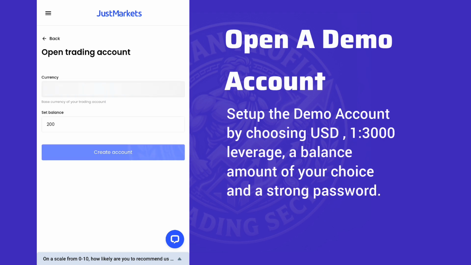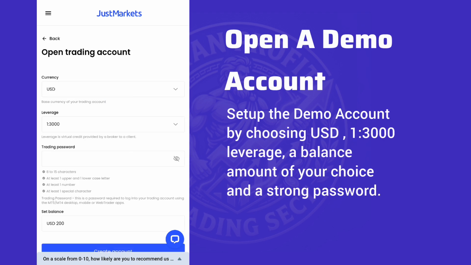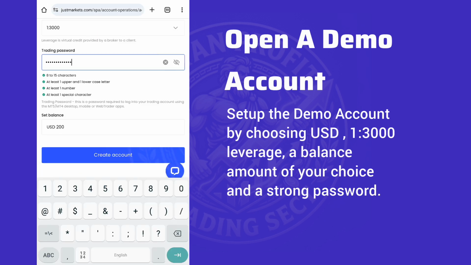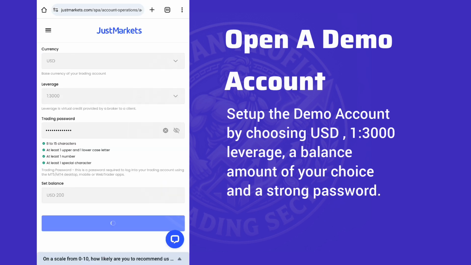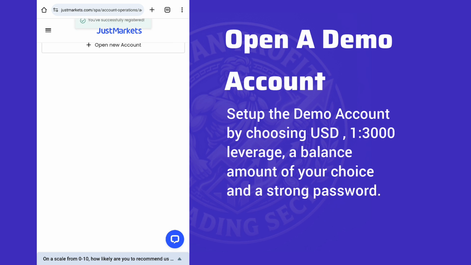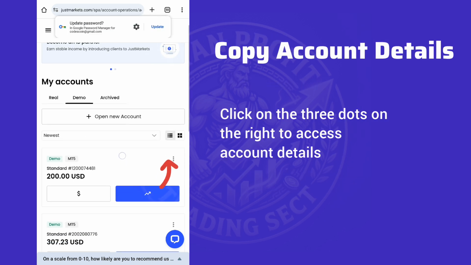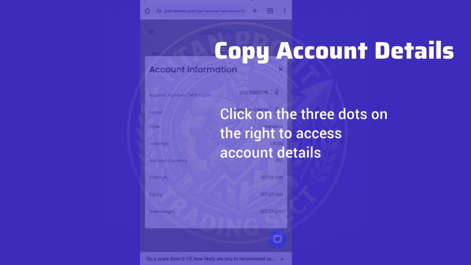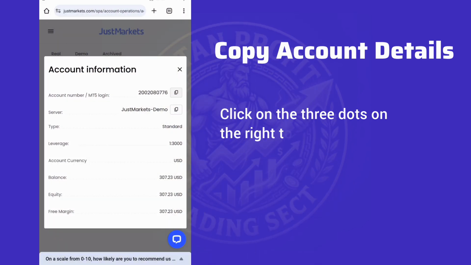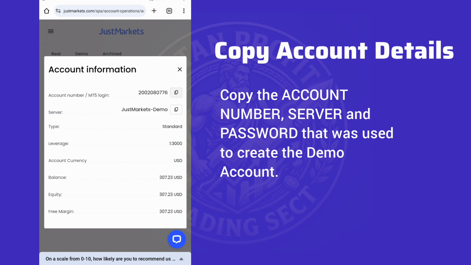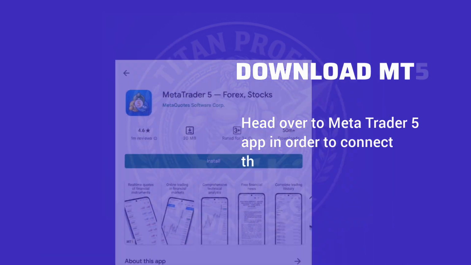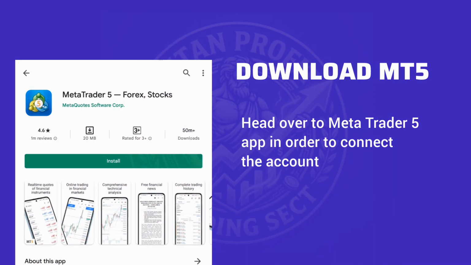So you'll be taken to a page where you see US dollar currency, leverage as well as password. So I recommend that you use US dollars and you set up a strong password for your account, either demo or real. So now after creating the account, you click on the three dots beside the account and you see the account details. Make sure to copy the account details, the account number, the server, and as well as the password. So when we copy it, we head over to the other app, MetaTrader 5.